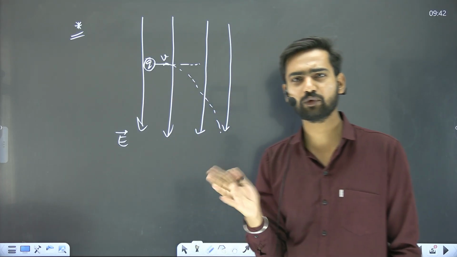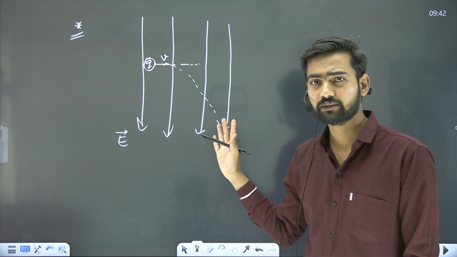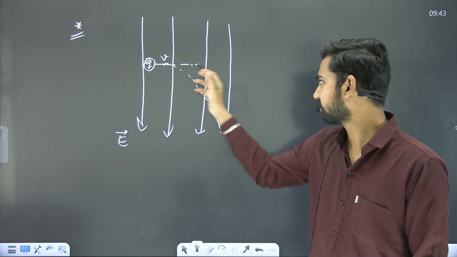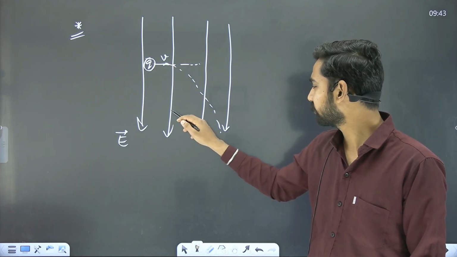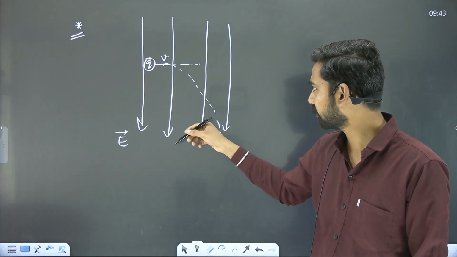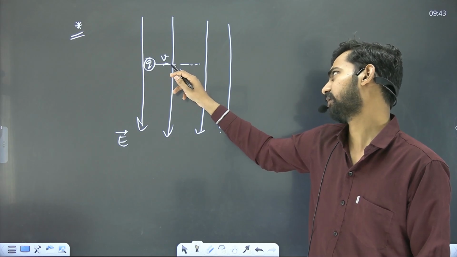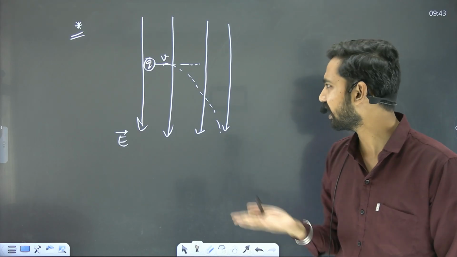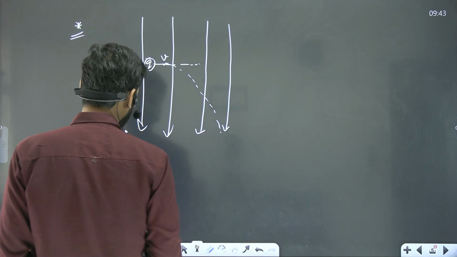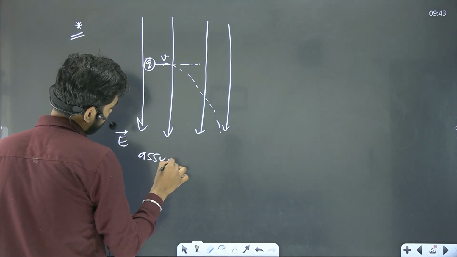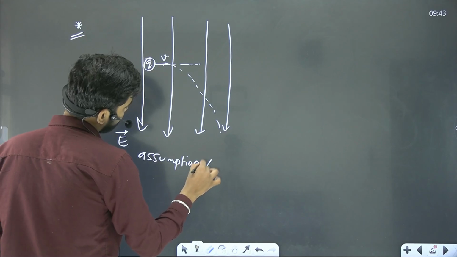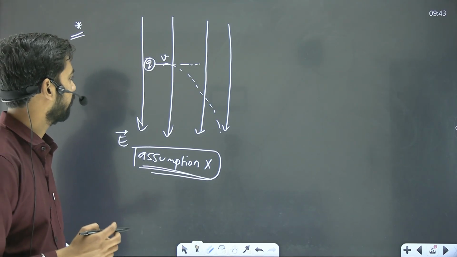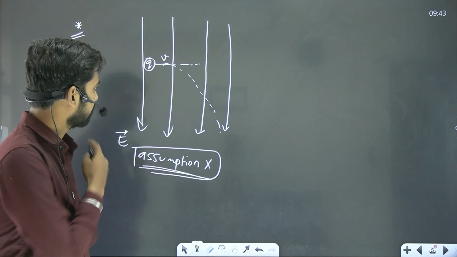I'm not confirmed about this path, but by my general thinking, it's going in the x direction and another force is in the downward direction. Then there may be some net force in this direction, and the path may be something like this. I can assume like this, but assumption is not a correct thing. I don't want any assumption. We want some proof. Okay, then let's prove it.